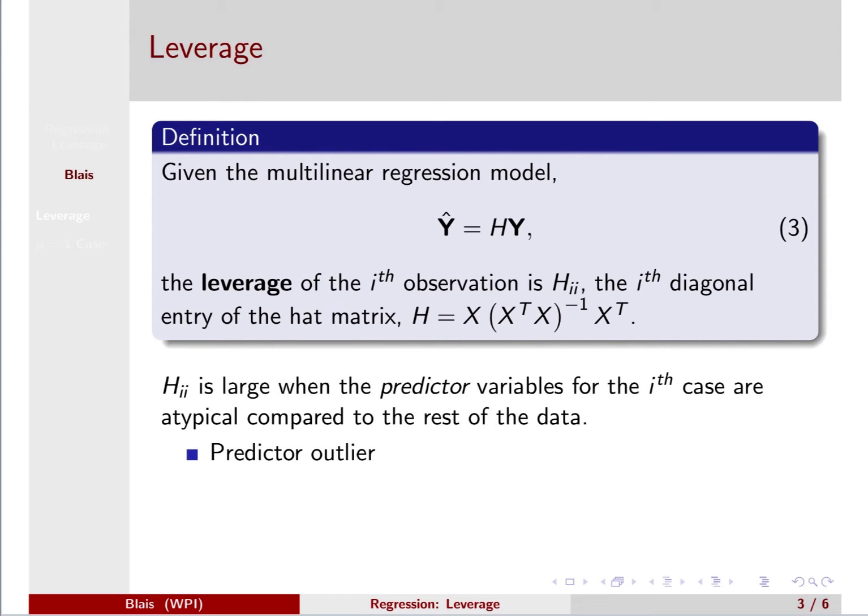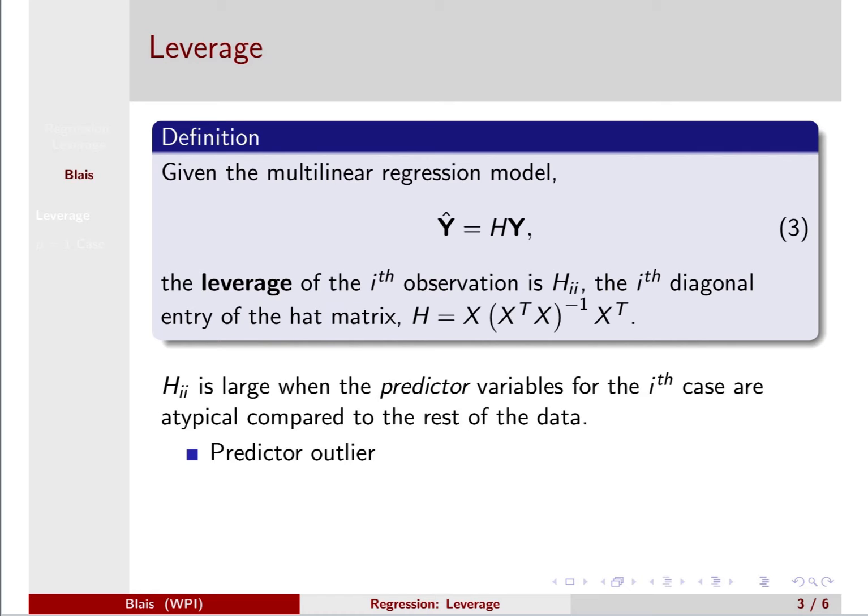We then define the leverage of the ith observation as the ith diagonal element of that hat matrix H. And the idea here is that the leverage for the ith term, h_ii, is large when the predictor variables for the ith case are atypical compared to the rest of the data. In other words, when the observation for the predictor is an outlier.